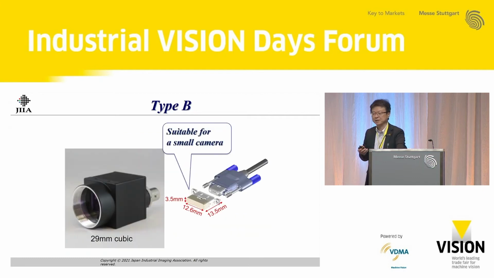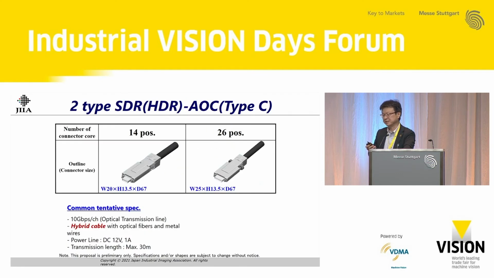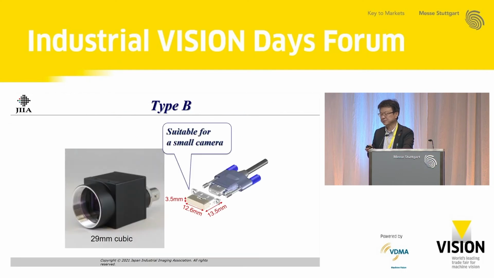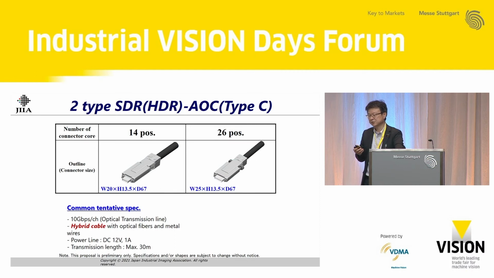This is a type B, suitable for a small camera. Height 3.5 millimeters and width 12.6 millimeters. Depth is 13.5 millimeters. Next, 2 types of SDR, HDR, AOC. This is a type C. One is a 14 core connector, and the other is a 26 core connector.